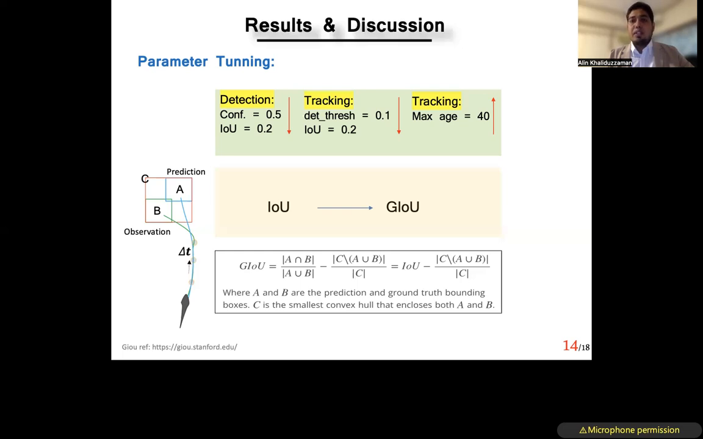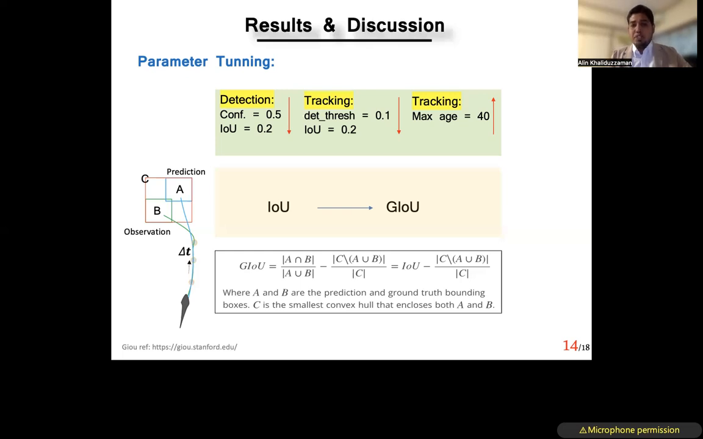Another thing is that, as I said, the fish frequently merge and remain merged for several frames, sometimes even 1 second. So we need to increase the max age. That means the tracker should not be deleted. It should remain, and it can be assigned once the two fish are separated.